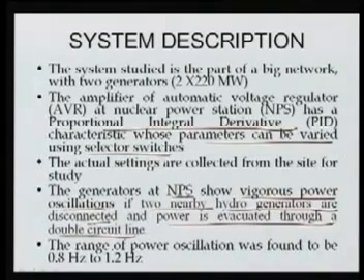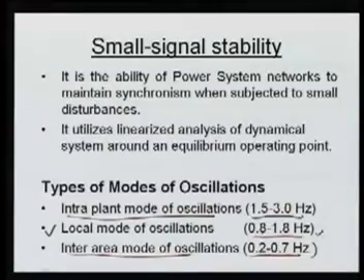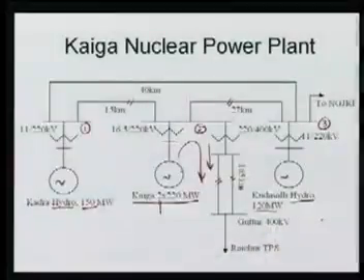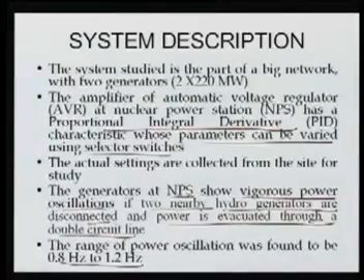It was observed that there was an oscillation of around 0.8 Hz. It was measured. You can see this oscillation is in this range, so it is a local mode of oscillation, meaning the units at Kaiga are oscillating with the rest of the system. We explored what the possibilities were. First we verified with the collected data, and then we tried to tune the power system stabilizer.